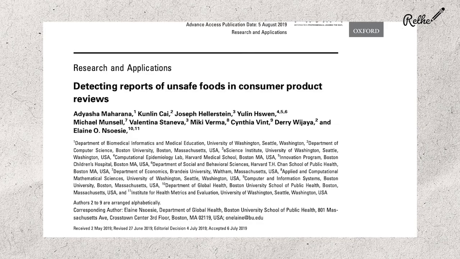Now, let's review the methods section of a related paper. This one is titled Detecting Reports of Unsafe Foods and Consumer Product Reviews. Similar to the previous study, we start by describing the data. The subheading is data gathering. Note, we describe how we obtain the data from multiple sources and the years of data available.